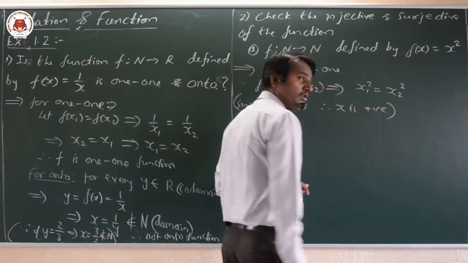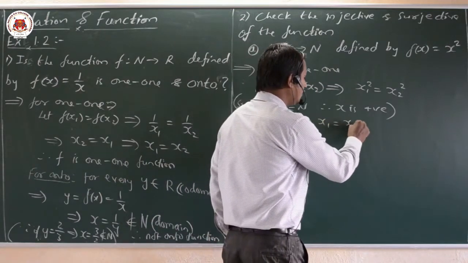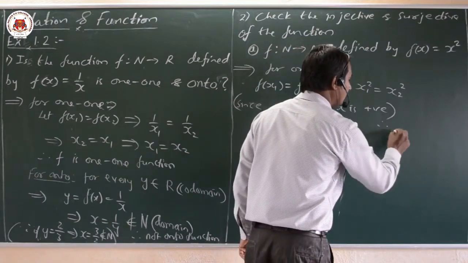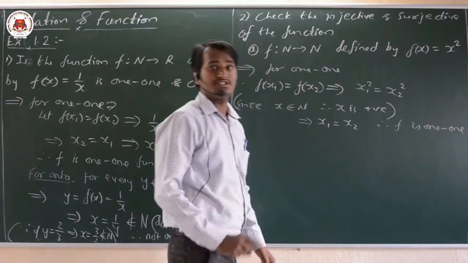Therefore x is always a positive number. So what we can write directly is x1 equal to x2. Therefore, f is a 1-1 function.